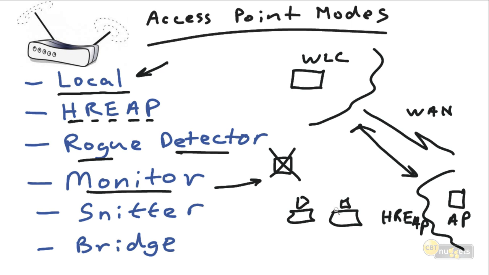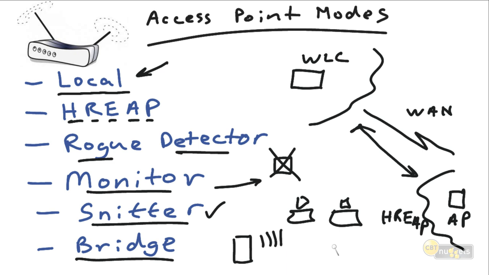What if you wanted your Cisco access point to become a packet capture utility for you? Literally to sniff packets off the radio frequency airwaves. Well, that's what sniffer mode is for. And finally, what if you need your access point to connect other access points? Maybe you have one building and you want to connect that building to another building. Well, this is when you put your access point in what is called bridge mode.